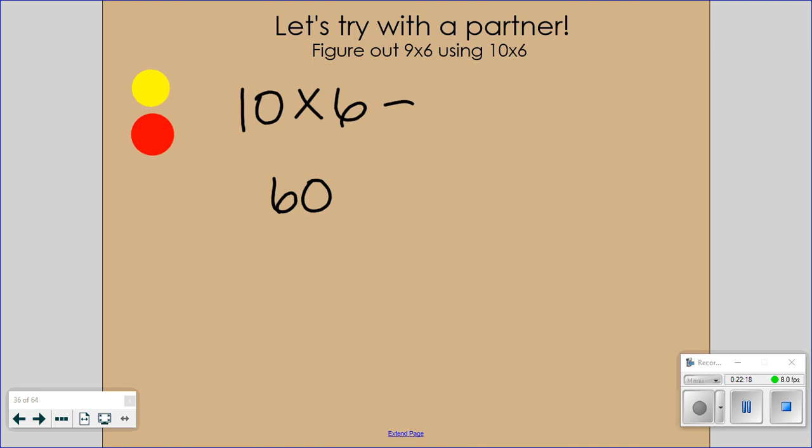I had 10 groups of 6, but I want to get to 9 groups of 6. Henley, what am I going to do to get from 10 groups of 6 down to 9 groups? I have to do what? I can't hear Henley. Harper, help her out. What did I do? I had 10 groups of 6, but I want to get to 9 groups of 6. What am I going to do?